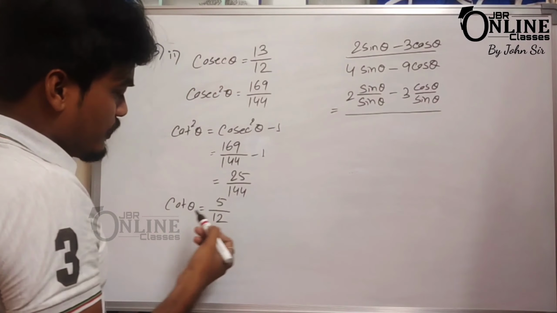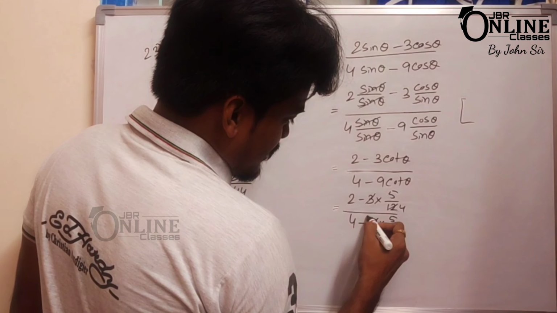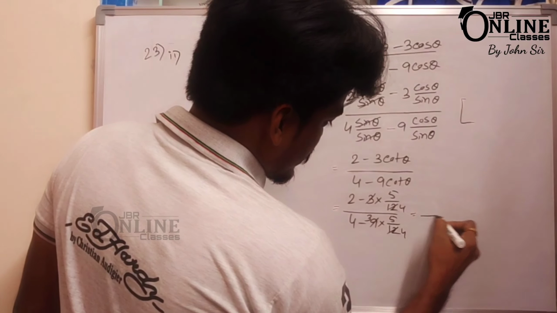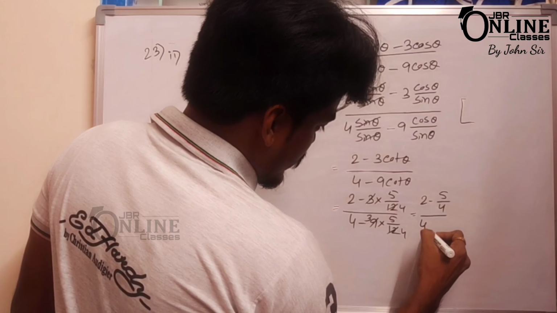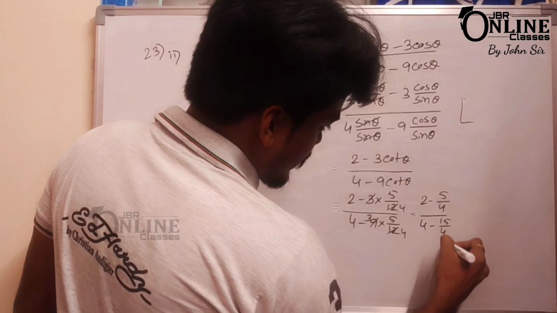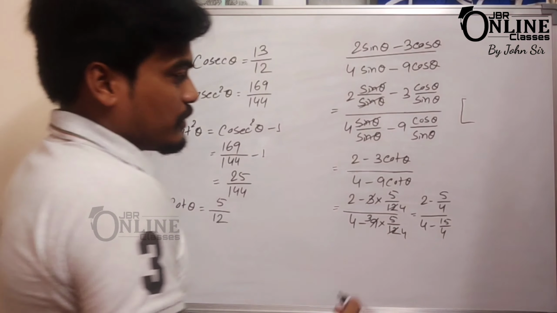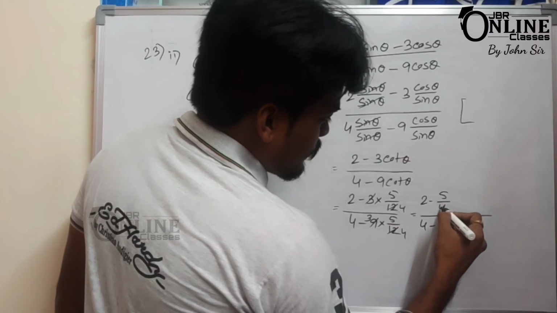Now just put down the value of cot theta. So 2 minus 3 into 5 by 12, here 4 minus 9 into 5 by 12. Okay, so it becomes 3 4s, 3 3s are 9, 3 4s. So in the upper one 2 minus 5 by 4, and lower one 4 minus 15 by 4. Okay, so now next in the upper one 4 twos are 8, so it becomes 3 by 4, lower one 16, so 1 by 4. So cancel out, it becomes 3. So 3 is the final answer.